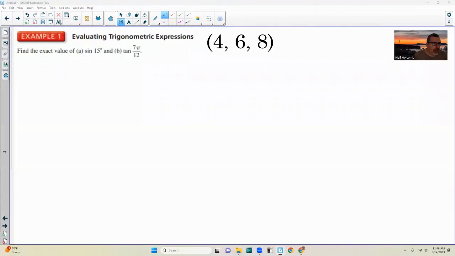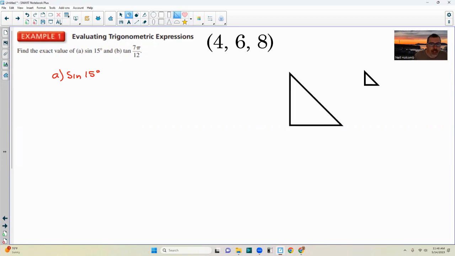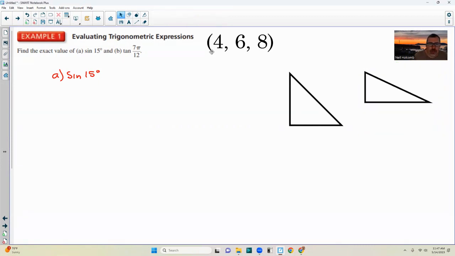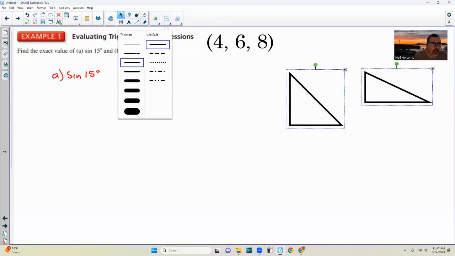Okay, so example 1 is to evaluate trig expressions. It says find the exact value of A, sine of 15 degrees. So A, we're going to find the sine of 15 degrees. All right, well, what this comes from is special right triangles. So off to the side here, I'm going to bring in the two special right triangles that we know. Okay, let me manipulate this one. And obviously it's just an approximation. Let's do that like so. And let's make those sides a little bit smaller.